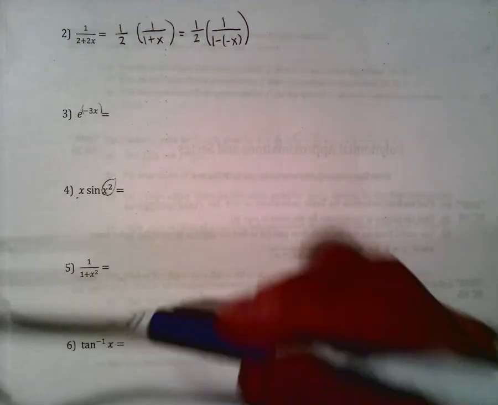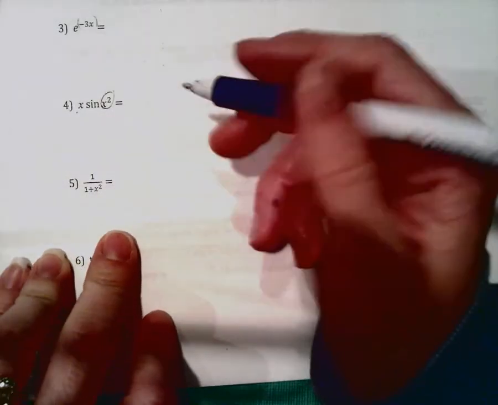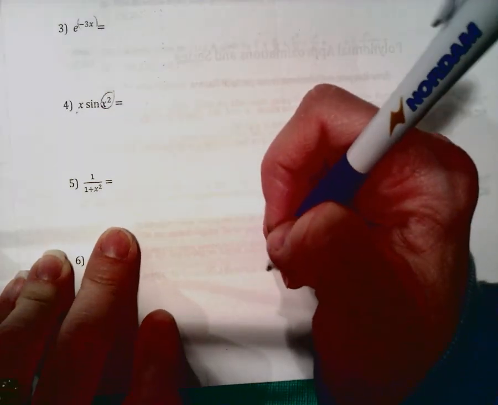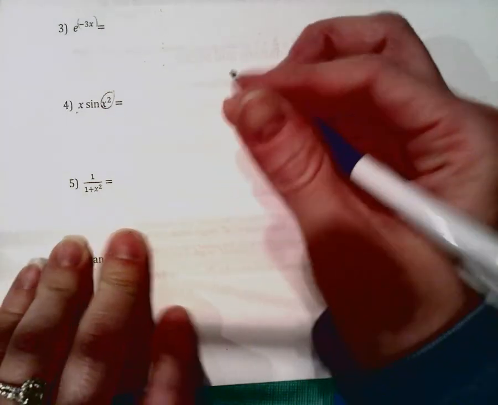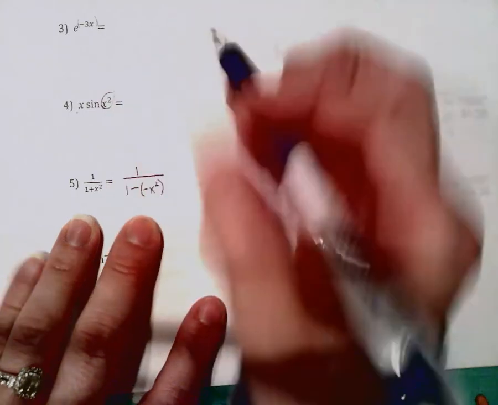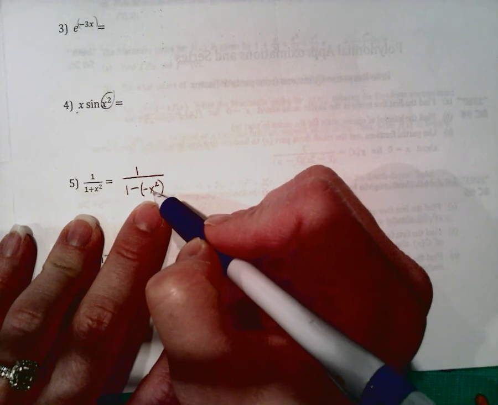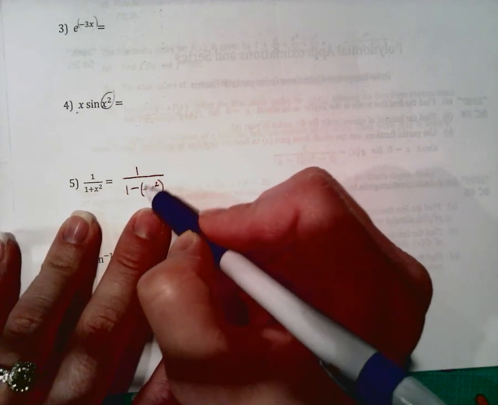Okay, for the next one, 1 over 1 plus x squared. A couple ways you can do this, but probably the easiest would be to think of that as 1 over 1 minus negative x squared, and use the series 1 over 1 minus x. Then you would replace all the x's with a negative x squared.